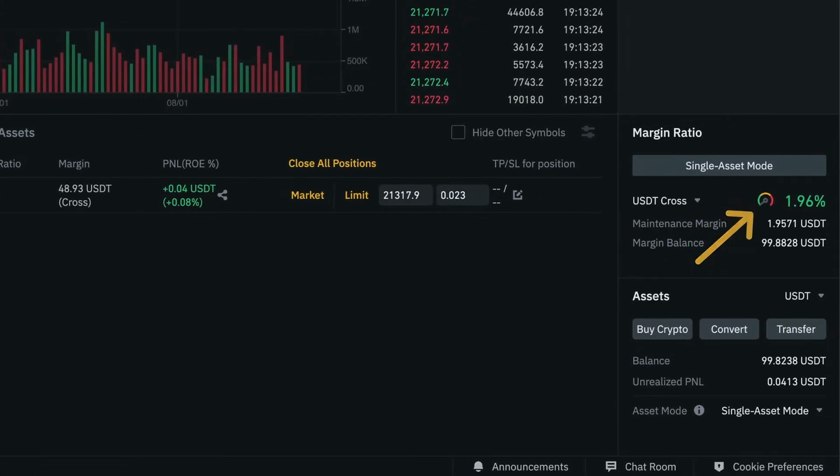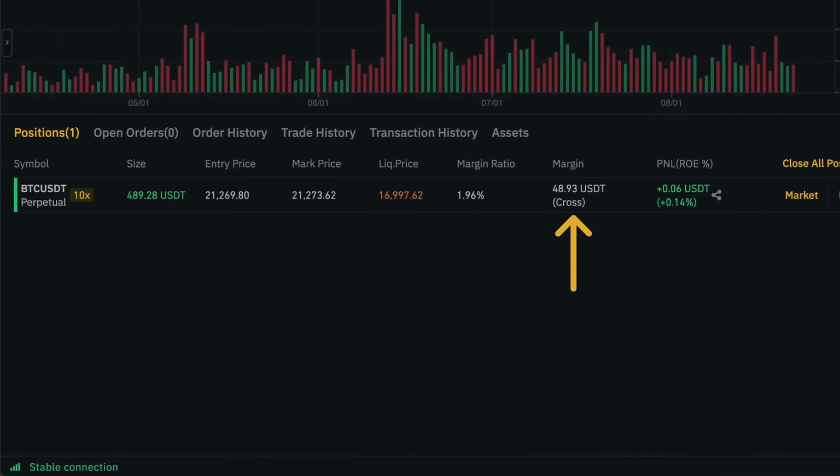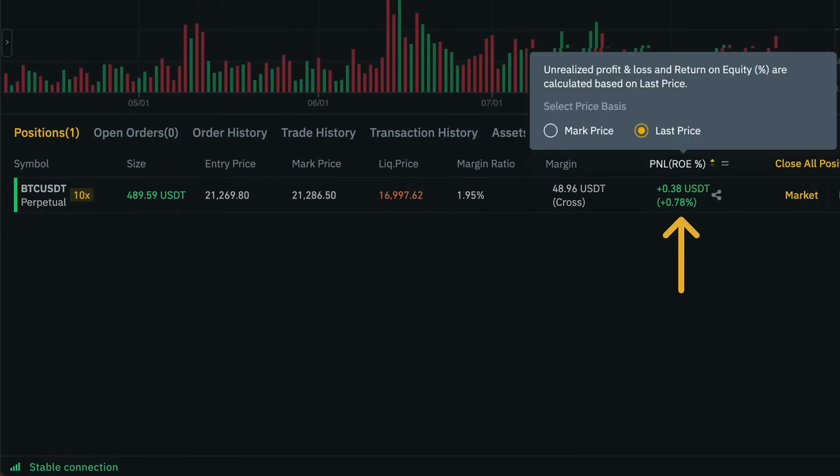Then under margin, we can see exactly how much of our margin balance is allocated to this position. As we have set a 10x leverage, the allocated margin is 1/10 of the position size, which we can see here. And then we also have the profit and loss and the return on equity for this position, which by default is calculated using the last price, which is the price that this future has been traded at most recently.